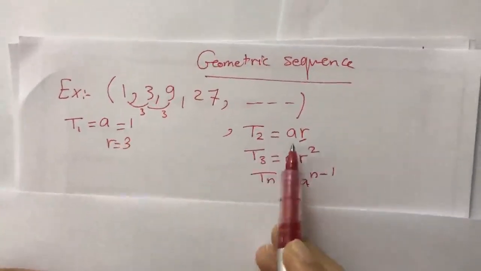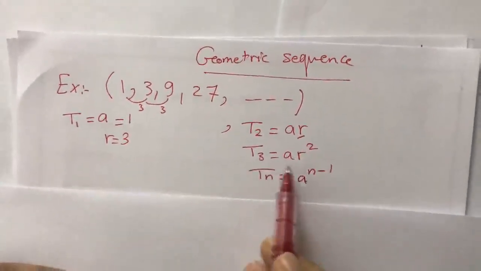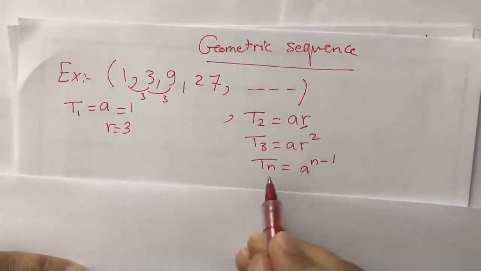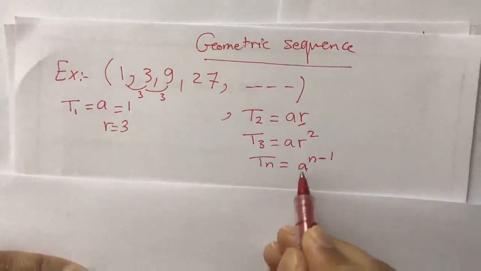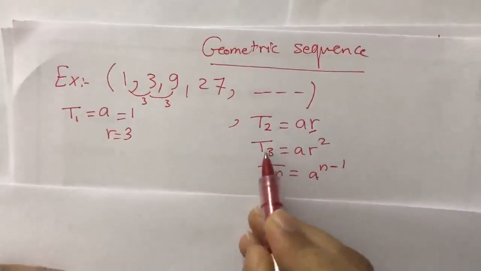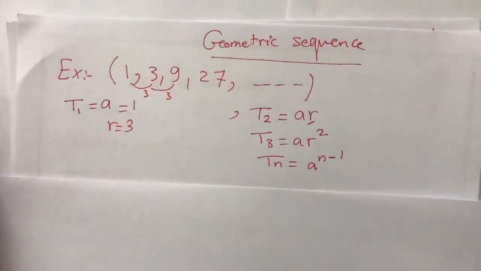So T2 equals AR and T3 equals AR squared. And the conclusion will be Tn equals A R power n minus 1. The power here is 1 less than the term number.